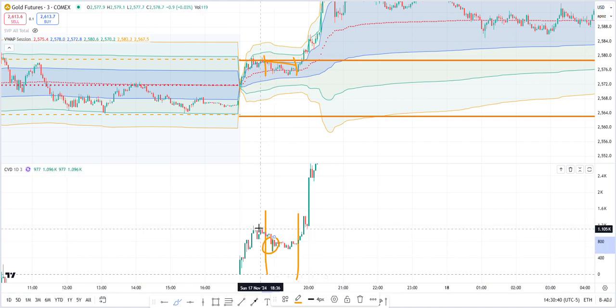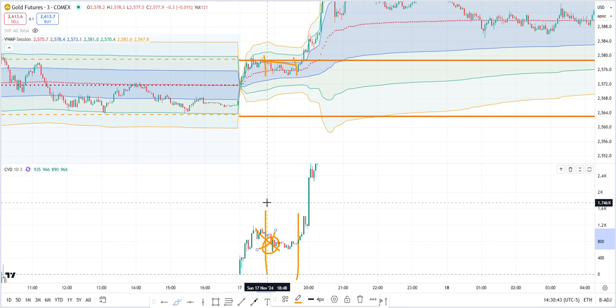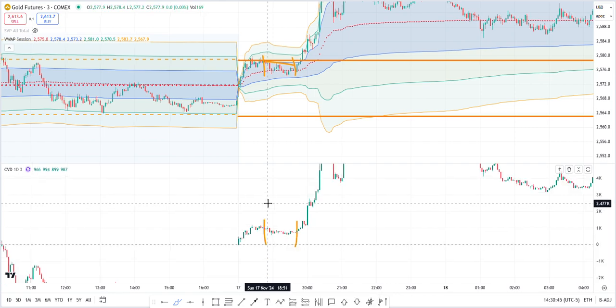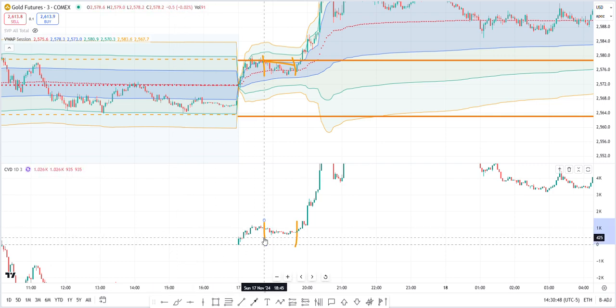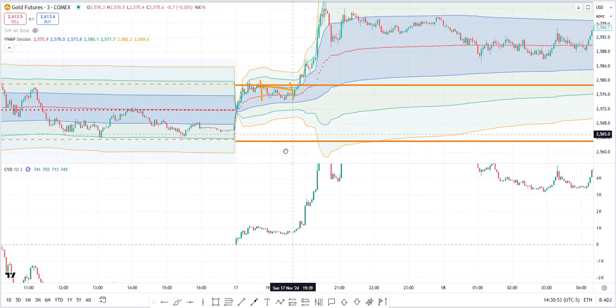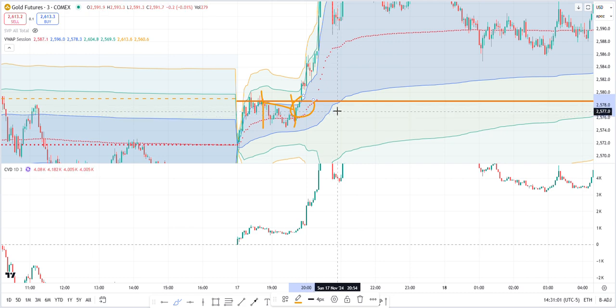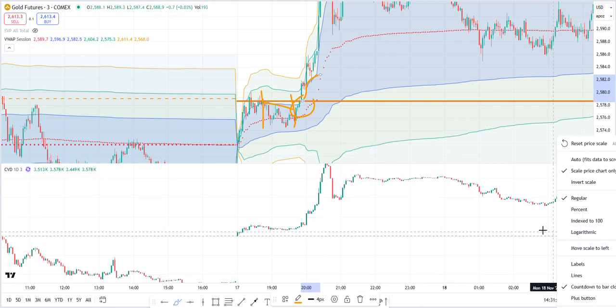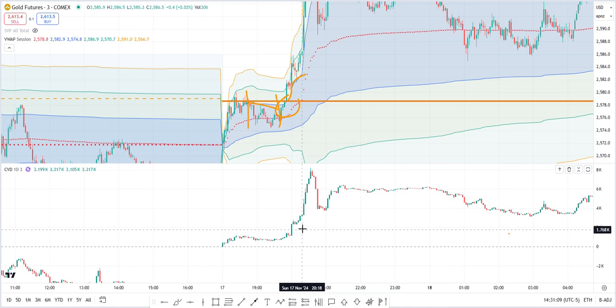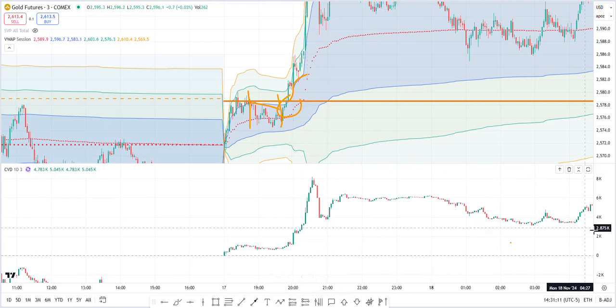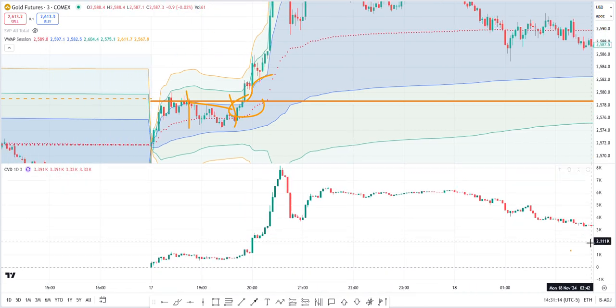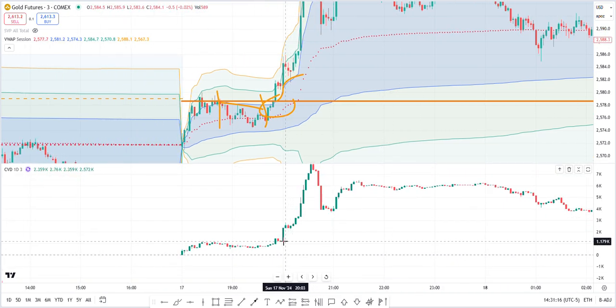Here you can see we don't have that relationship with buyers and sellers. Delta is moving similar to price, so there's no entry here, no opportunity. Then we go on to the day, we break this value area high, this composite high, and now we get above VWAP. That in itself means that there's opportunity. Then it gets back to VWAP, and here you can see what I mean.